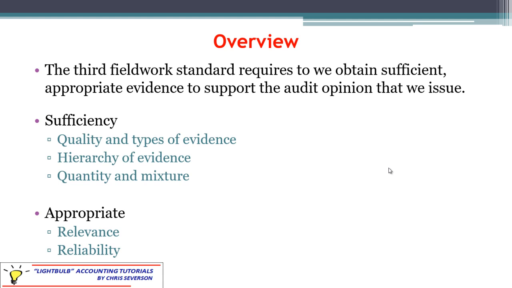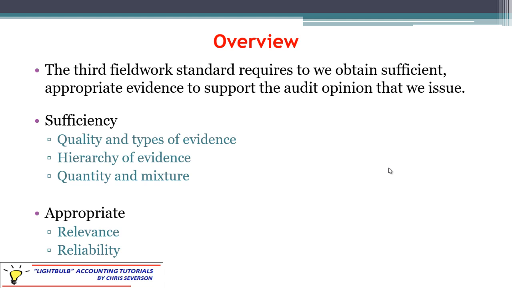The hierarchy of evidence, which is the weighting itself. So what's the most important evidence? What would you prefer to have? And what is the least weighted evidence? And then we could just be talking about the quantity of evidence that we have. All these different types of documents, all these interviews, all these personal observations, and then just the mixture that we have. So those things feed into the sufficiency of evidence.